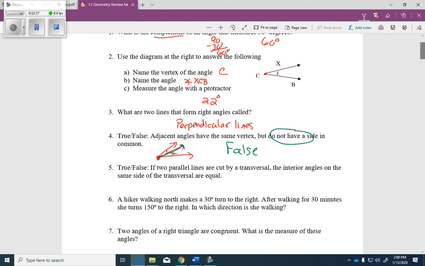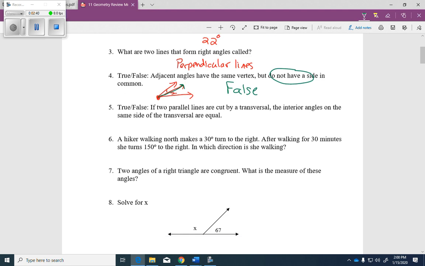Number 5, if 2 parallel lines are cut by a transversal, the interior angles on the same side, that would be something like these two, they're interior on the same side, says that they're equal. Just from the look of this picture, I could tell they're not equal. This top one looks obtuse, where this lower one looks acute. It's alternate interior angles that are equal, not on the same side. So this is a false statement.